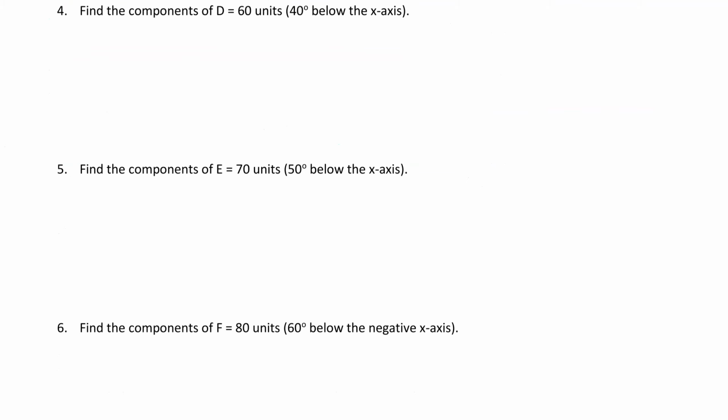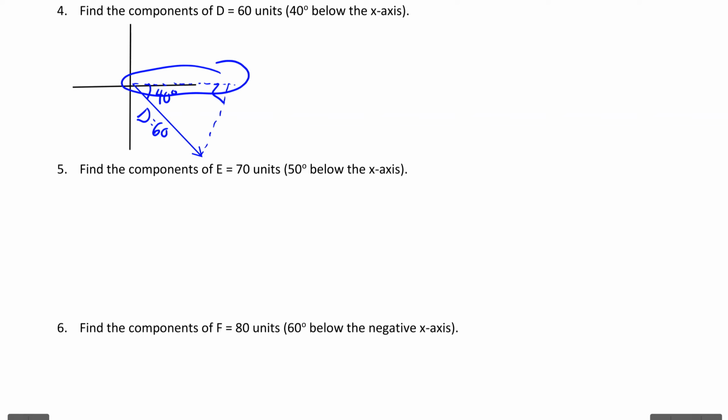Anyway, find the components of D equals 60 units, 40 degrees below the x-axis. So this is not the negative x-axis, but the positive x-axis. And we're going below the x-axis. So 40 degrees. We'll draw in our components, and I'll show you the wrong way to do it. So don't keep going and then try to make a right angle here, and then this is your hypotenuse. Like, that's crazy towns, okay?